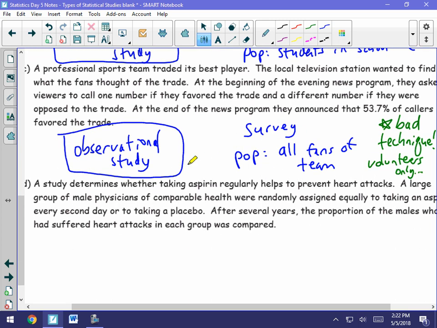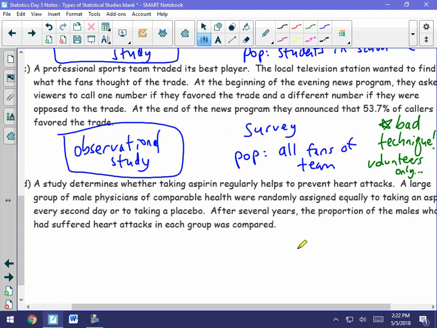Okay, and then letter D says, a study determines whether taking aspirin regularly helps to prevent heart attacks. A large group of male physicians in comparable health were randomly assigned equally to taking an aspirin every day or to taking a placebo. If you're not familiar with the term placebo, that's like fake medicine basically, but you don't know whether you're taking the fake medicine or the real medicine. So that's how they can study and get a good conclusion from their data. After several years, the proportion of the males who had suffered heart attacks in each group was compared.